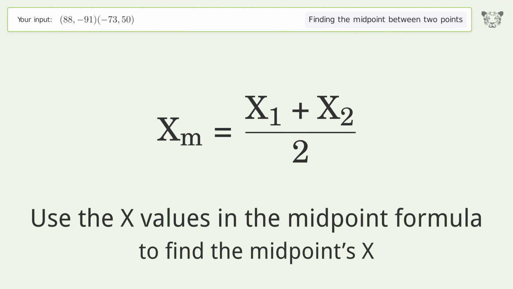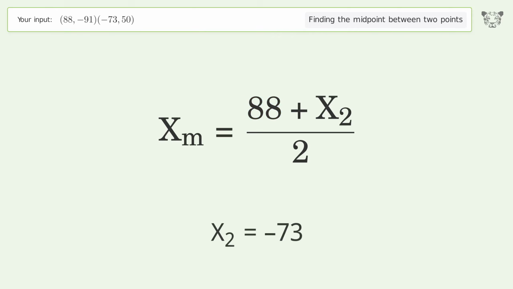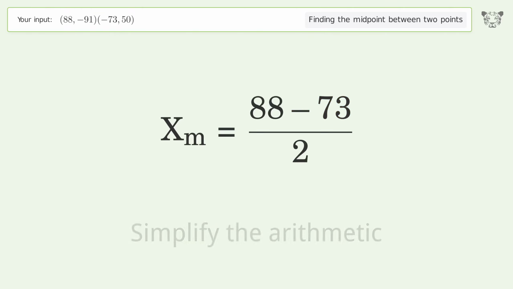Use the x values in the midpoint formula to find the midpoint's x. x1 equals 88. x2 equals negative 73. Simplify the arithmetic.